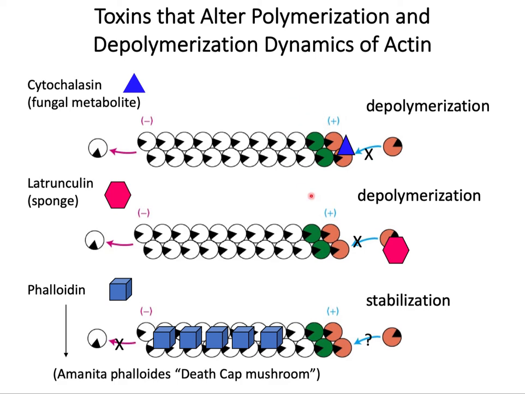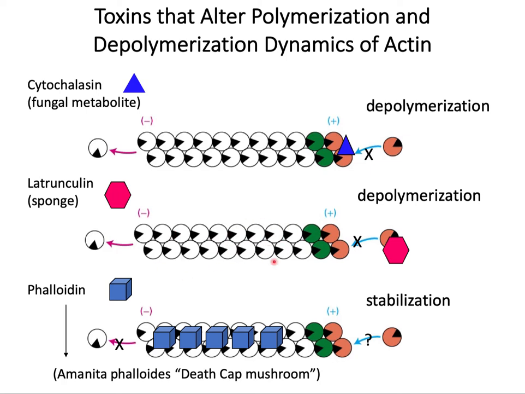Eventually, all of these monomers will just come off and you get rapid depolymerization of actin. Another interesting toxin or small molecule that you can use in a similar experiment is known as latrunculin. It is a metabolite from a species of marine sponge, and it also causes depolymerization of actin. So if you treat the cells with latrunculin, in time, you lose all of your filamentous actin.